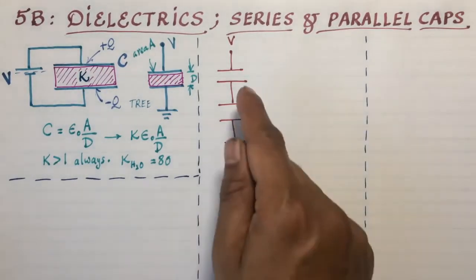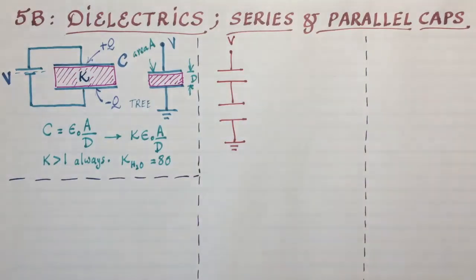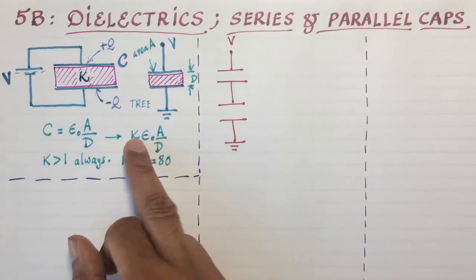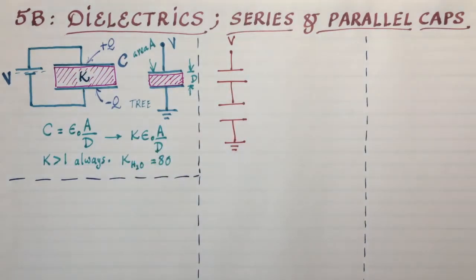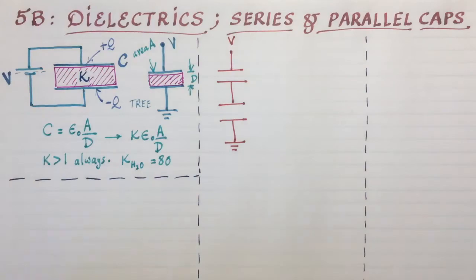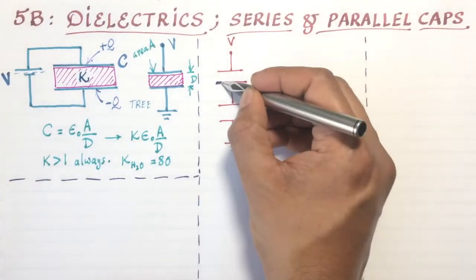Now, for the purposes of analysis, I'll not put any dielectric inside, but you know what's going to happen. If I put a dielectric inside, it simply gets multiplied by kappa, so that's not a big deal. Let's figure out something interesting about the series combination. You observe this letter H that I have.